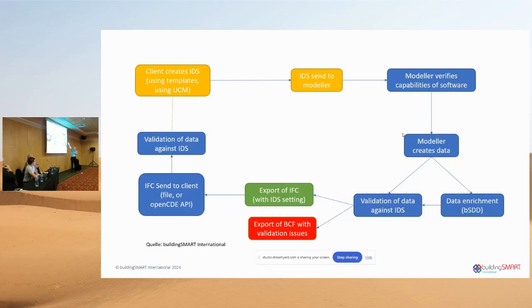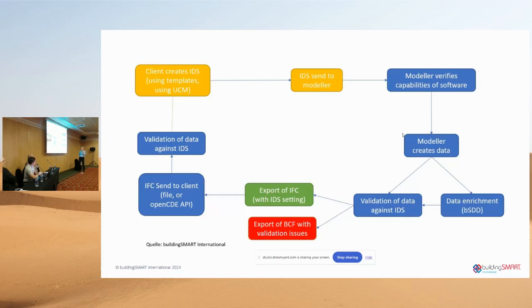So the IDS is then sent to the modeler. The modeler verifies the capability of the software. And how does he do that? Is that some form of verification? Yeah, it's IFC validation tools, or there are also capabilities of software, if that software is able to export IFC in general. So you have a chance to go to the IFC repository, where there is a list of software which implemented the IFC standard, any schema starting from IFC 2x3 until IFC 4.3.